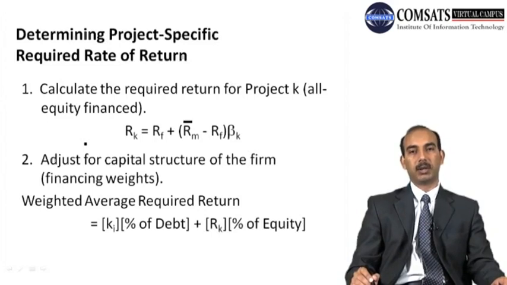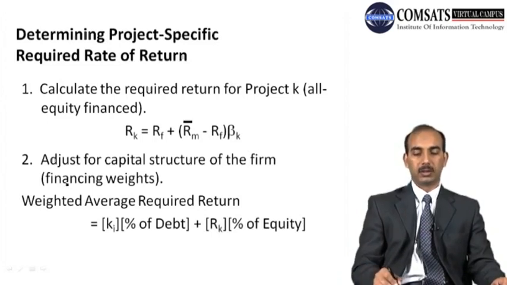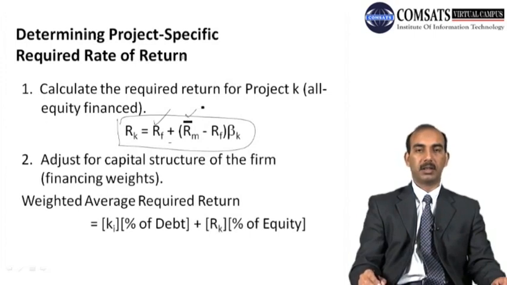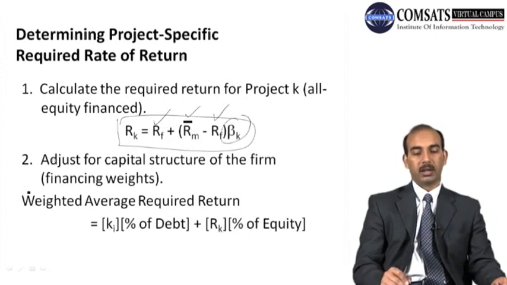We use the CAPM model, and we use this equation: required rate of return will be equal to the risk free rate plus the expected rate of return in the market minus the risk free rate, multiplied by beta for that particular project. And you make adjustment for the capital structure of the firm, that is, financing weights.